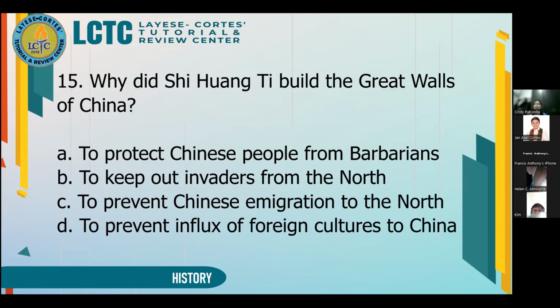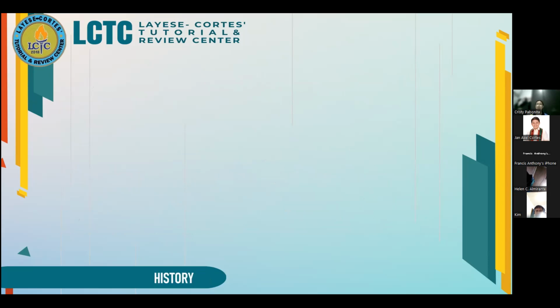And again, it is not that tall. The plan is not that long. But since it passes from one dynasty to another until nine dynasties, it became that tall now. So the first purpose of that is to protect Chinese people from barbarians, a group of civilizations or group of people. They are like, compared to the NPA now. So the answer for 15 is letter A.